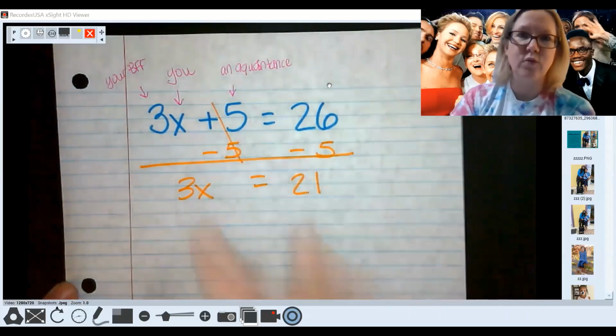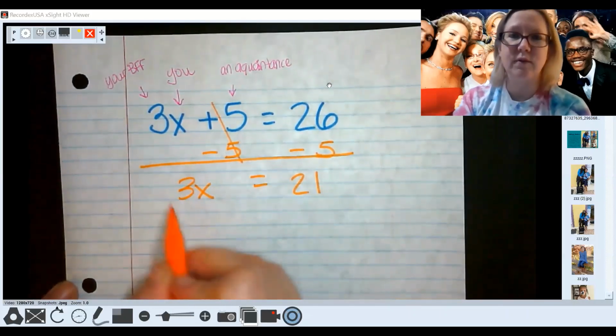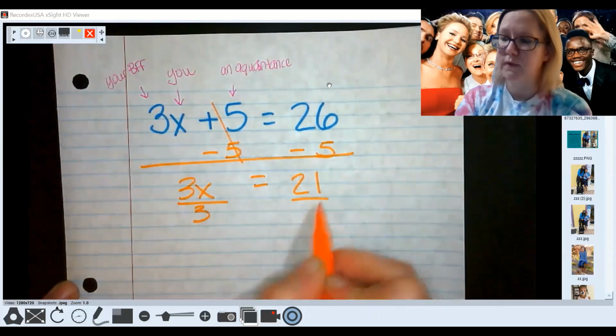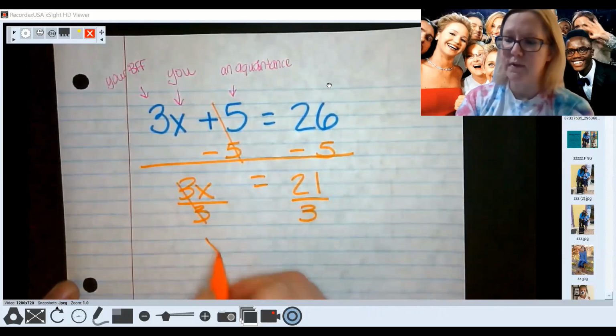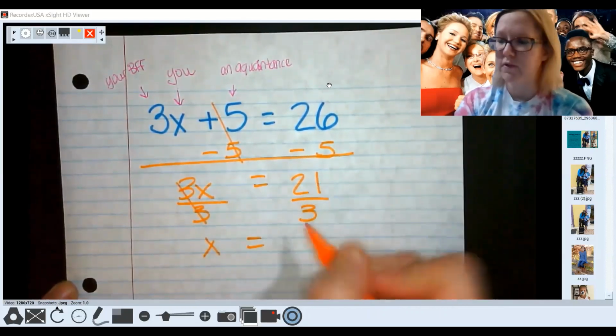Now I'm down to a one-step equation. So I know I need to get rid of the 3. So I'll divide both sides by 3. And that leaves me with x equals, and 21 divided by 3 is 7.